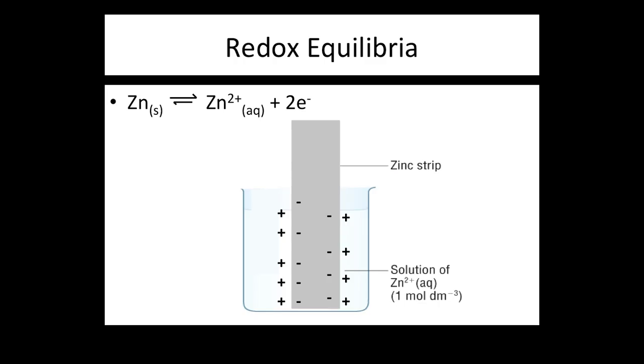For example, when a piece of zinc is placed into a solution of zinc sulfate, the equilibrium lies to the right-hand side. The overall reaction means there is a build-up of negative charge on the metal, some of the metal has disappeared, and the concentration of zinc ions in the solution has increased.